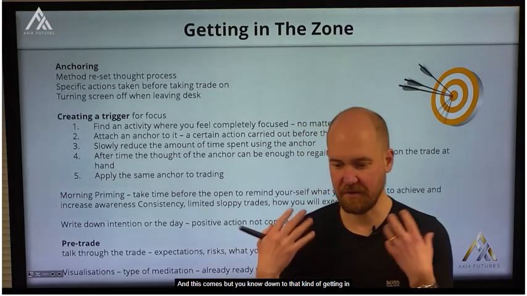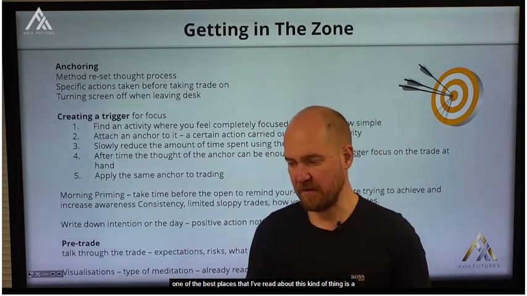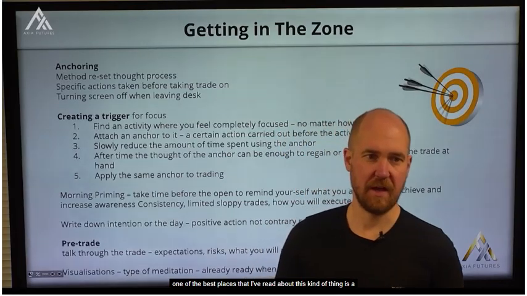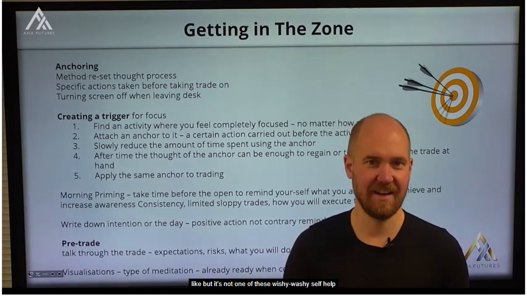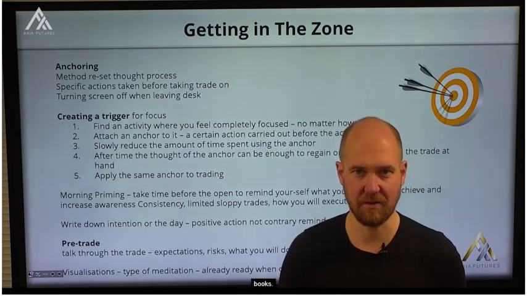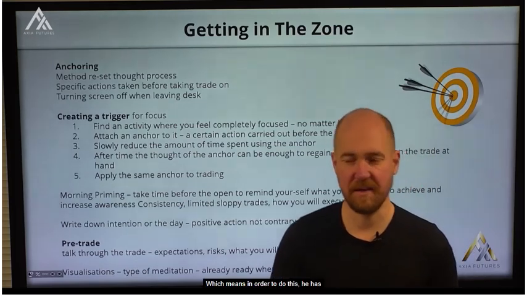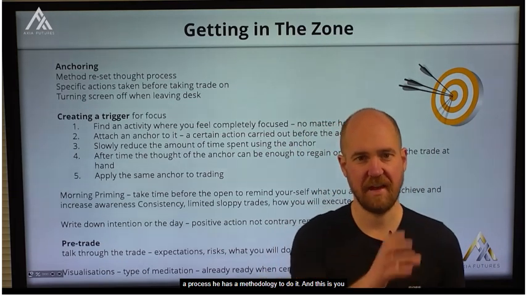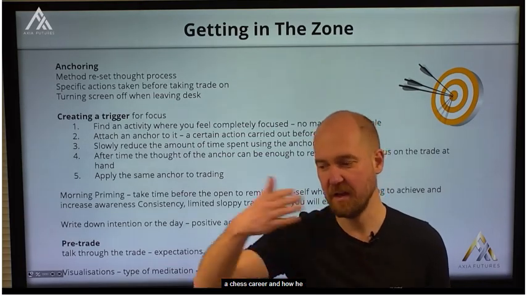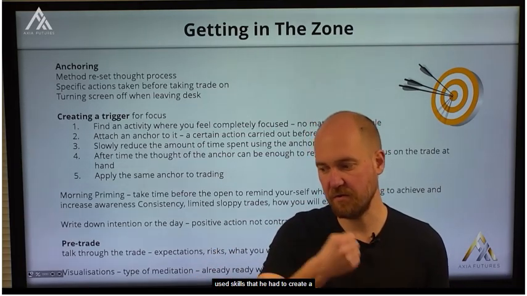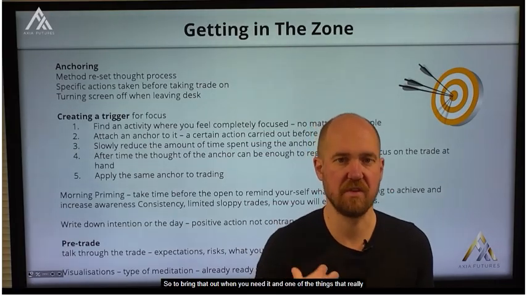Now, one of the other things that I think is really valuable is creating something that triggers focus. And this comes down to getting in a flow mind state. And one of the best places that I've read about this kind of thing is a book by a guy called Josh Waitzkin called The Art of Learning. Now, it looks like, but it's not one of these wishy-washy self-help books. It is process orientated, which means he has a process, a methodology to do it. And this is him explaining how he's done it when he went through a chess career and how he used skills that he had to create a trigger for focus. So how to bring that out when you need it.